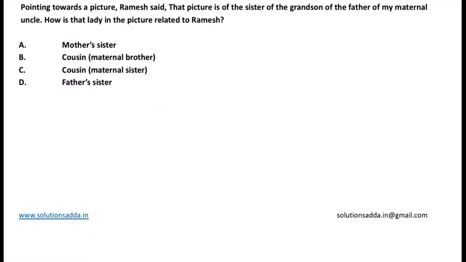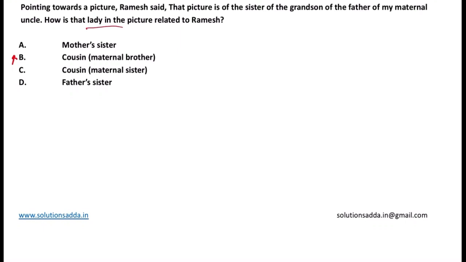This is an aptitude question based on blood relation. Pointing towards a picture, Ramesh said, "That picture is of the sister, of the grandson, of the father, of my maternal uncle. How is that lady in the picture related to Ramesh?" Options are mother's sister, cousin that is maternal brother, cousin that is maternal sister, or father's sister. So, option B is eliminated in the first go itself, since it is telling that maternal brother is there, but we are referring to the lady in the picture. Therefore, option B is eliminated.